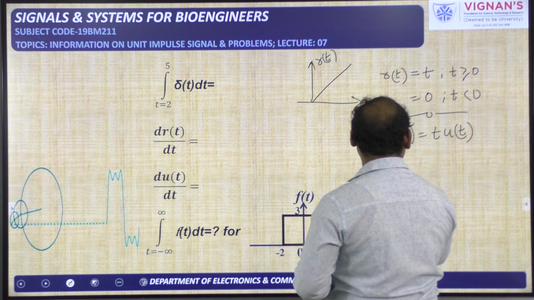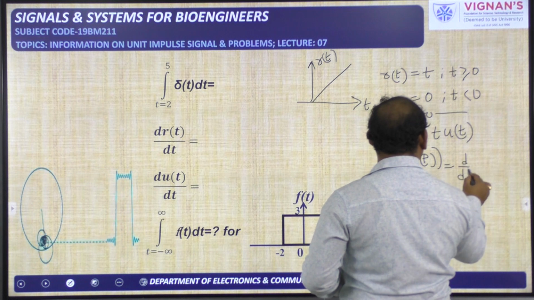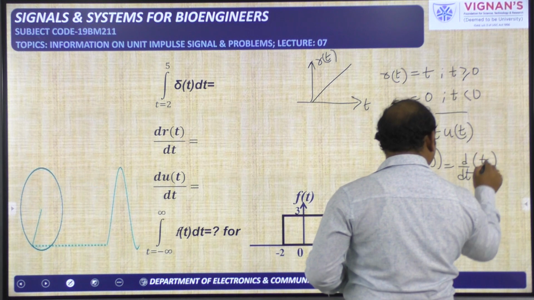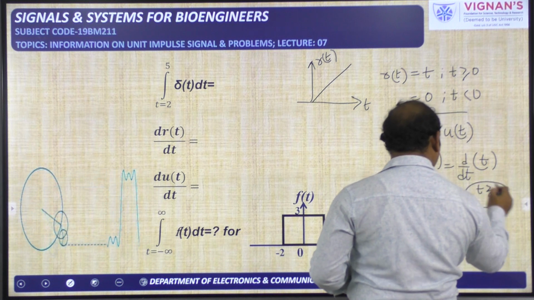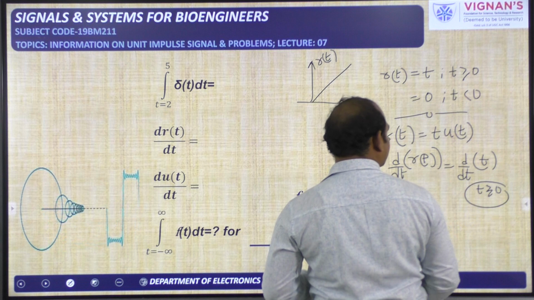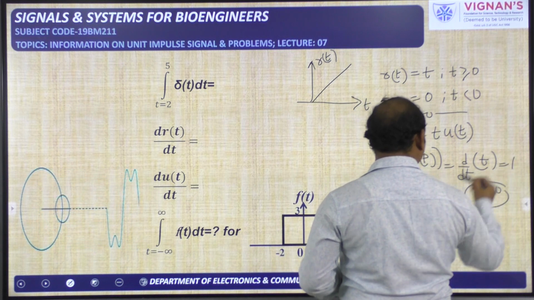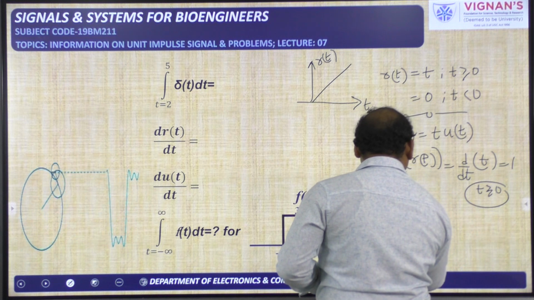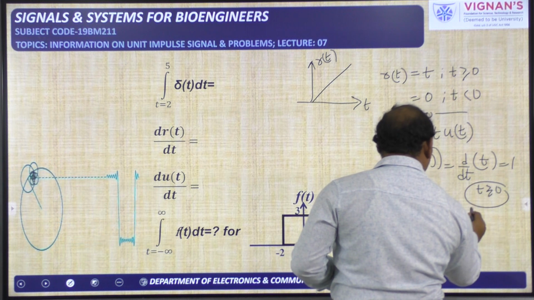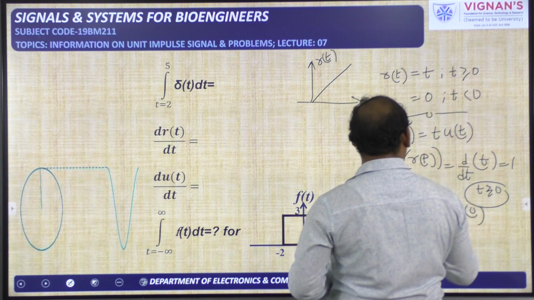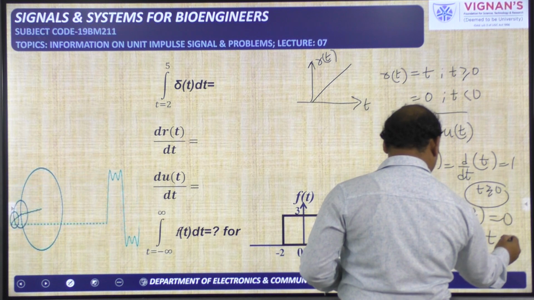So d by dt of r of t is equal to d by dt of t, but t is available for the r of t when t is greater than or equal to 0. So we are performing the differentiation only on the right side, that means positive values of t. So dt by dt means 1 we will get. Next, the same thing we need to perform for the left side also. What is the left side value of the r of t? 0. When t is less than 0, r of t value is 0. So 0 differentiation is equal to 0. This is when t is less than 0.